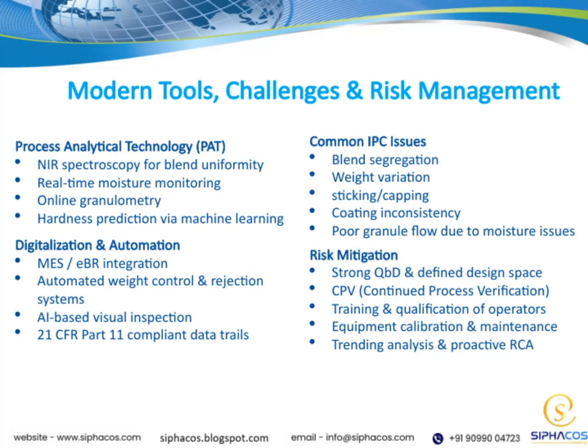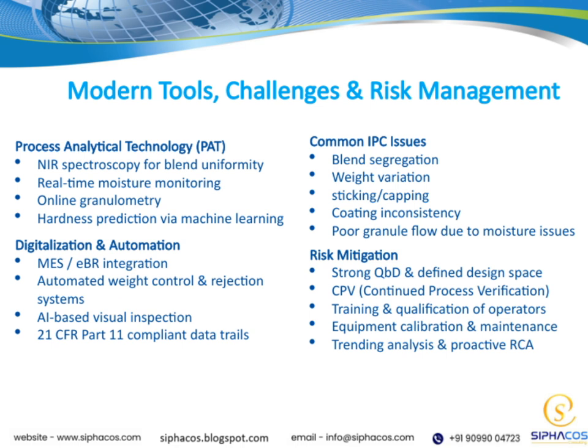Now let's take a look at some common issues we often encounter in IPC, or in-process control, for tablet manufacturing. First, blend segregation is a key concern, where different particles separate, leading to inconsistent blending. Then, there's weight variation, which can affect dosage accuracy. Sticking and capping are also problematic, potentially causing defects during compression. Inconsistent coating can impact drug release profiles, and poor granule flow often results from moisture issues, hampering smooth processing.